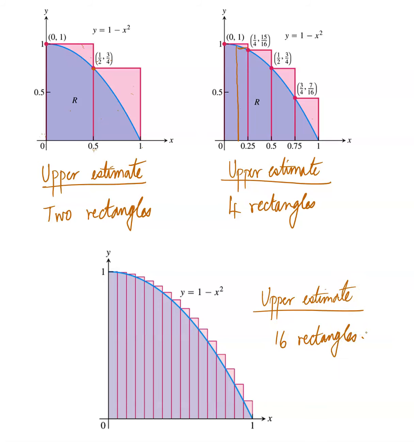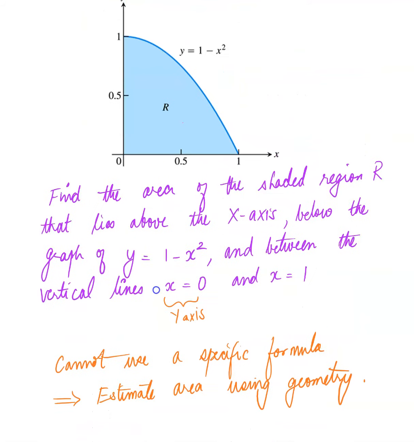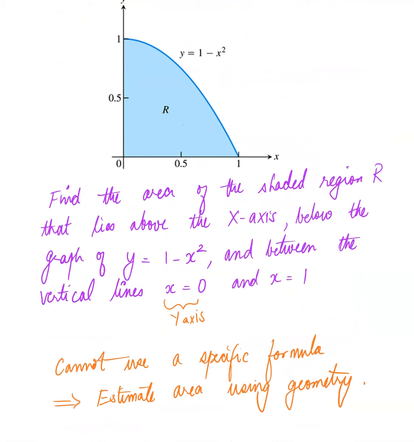So there's only one thing I'm trying to drive home here. The more the rectangles, the better the estimate. Okay, very intuitive. Also, when I say upper estimate, the second message I want to share with you is, when I say upper estimate, I'm asking you to add the areas of these rectangles as a way to estimate the region R that we're asked to find. This is the region R that we're supposed to find.